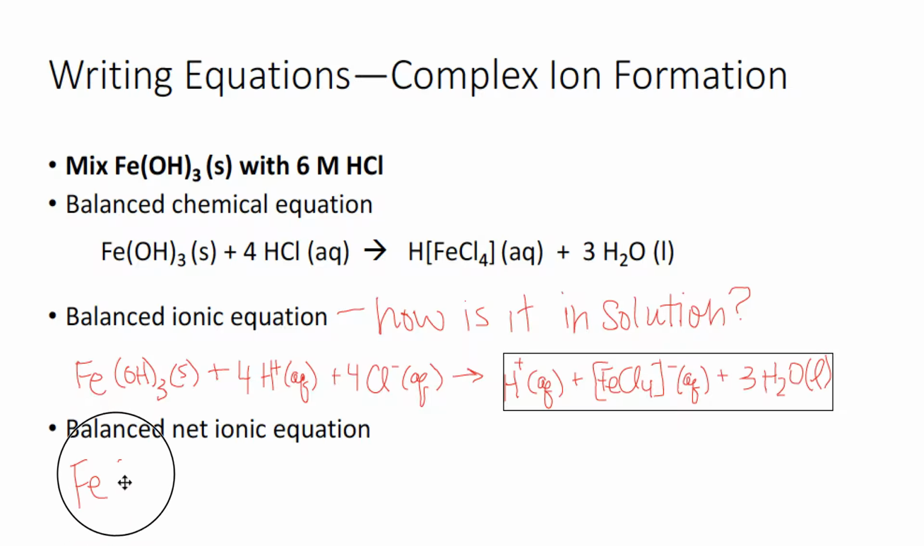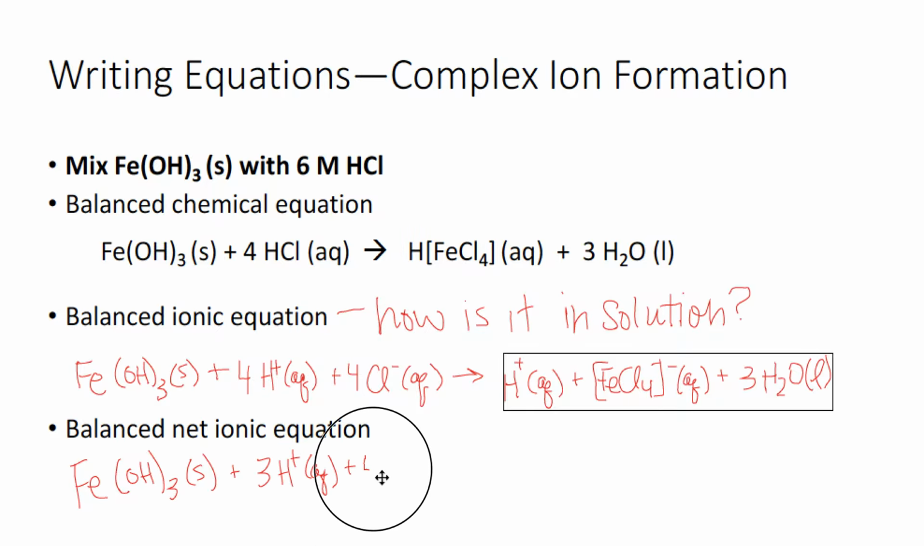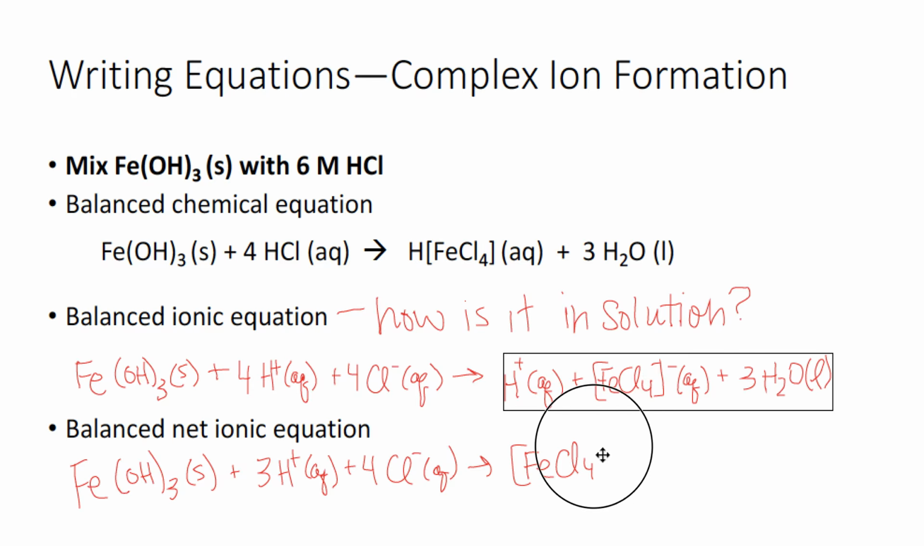It's going to be the same here, except we're going to eliminate one of those H pluses. So this will be 3 H pluses. 4 Cl minuses are still required. And here we're not going to have that H plus, but we will have our FeCl4 minus and 3 H2O liquid. So that's our balanced ionic and net ionic equation.